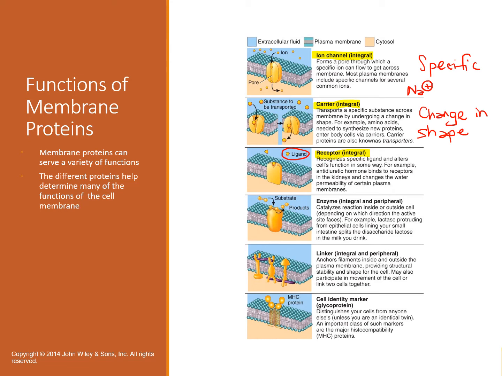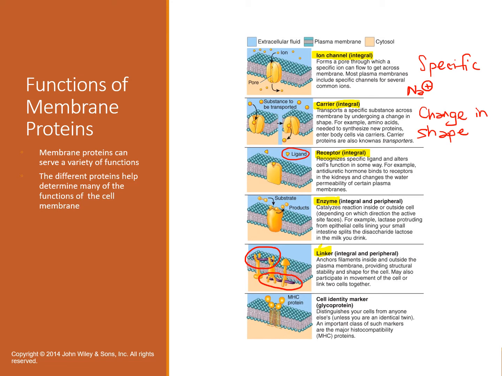An enzyme is going to be the next membrane protein we'll talk about, and this can be integral or peripheral, and it catalyzes reactions inside or outside the cell, depending on which side of the cell the active site faces. Linker proteins, these can be integral or peripheral as well, and their function is to anchor filaments inside and outside of the cell, and these really work to provide structural stability and cell shape. So here you can see they're linking to those structural proteins on the outside and then also on the inside of the cell.